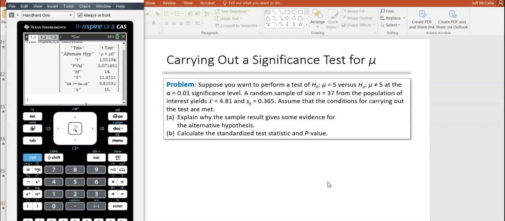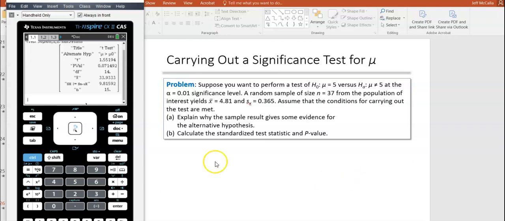Okay, so the alternate is that it's not equal to 5, and we got a mean of 4.81. So that is at least different than 5. So we have some evidence, right? It doesn't matter which direction it is, as long as it's not 5.